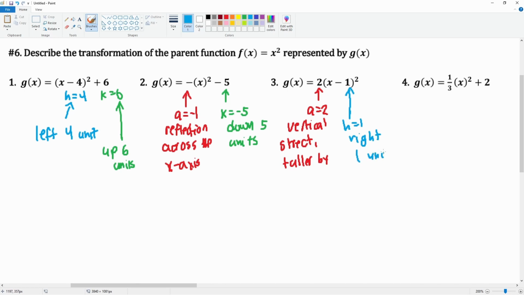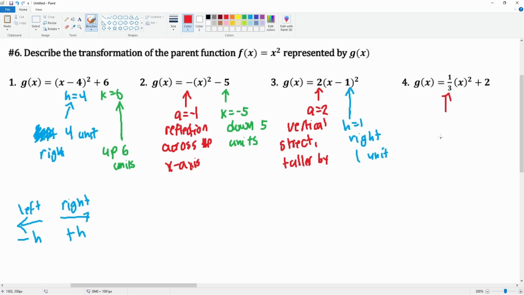1 unit. Oh, that means I'm wrong here. This is actually right 4 units, because you see how it's positive. This is right when it is a positive h. Left is a negative h. So that's the mistake there.